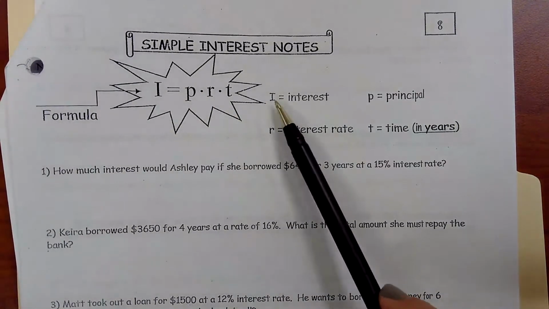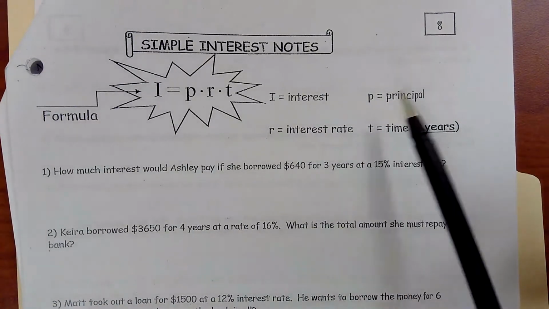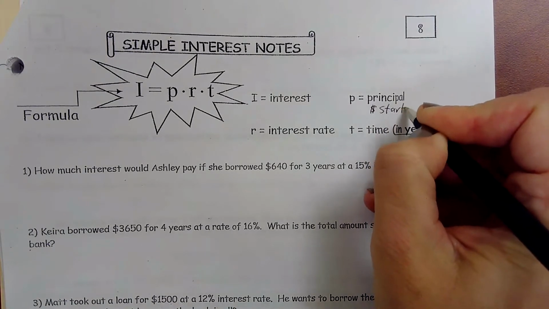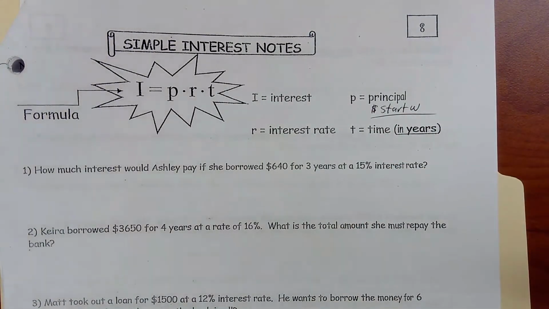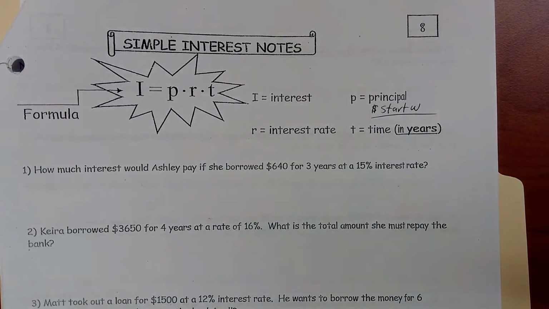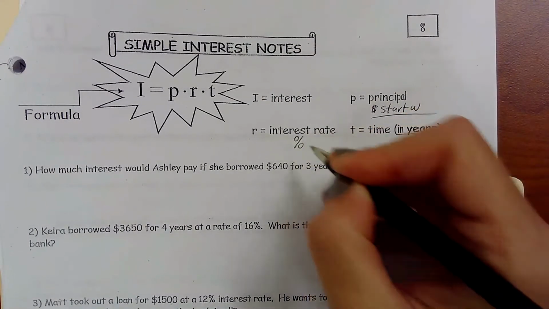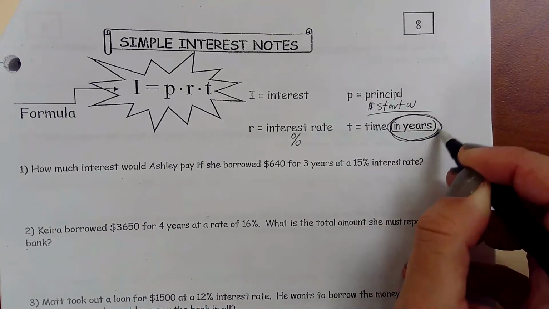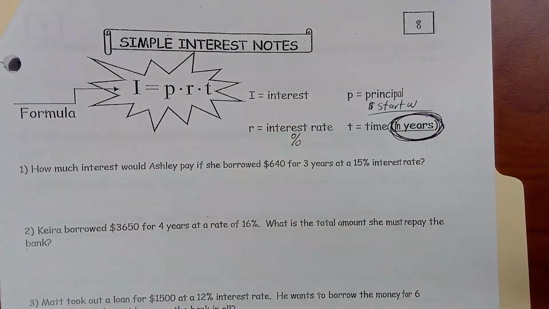Now, what do these stand for? I is for interest. Principal is the money that you start with. So it might be the amount of the loan, it might be the amount in the bank, it's whatever you start with. The interest rate is the percent, and the time, circle this right here, has to be in years.